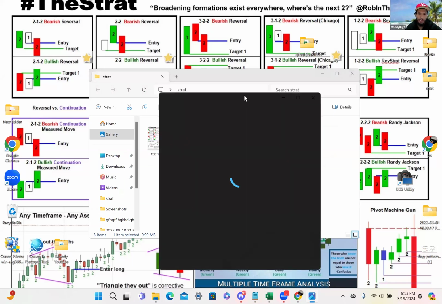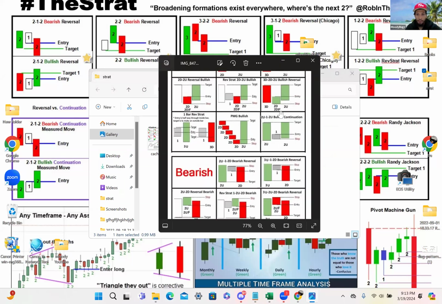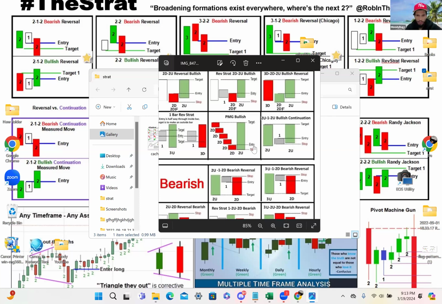So this one was actually created by Sarah Sniper. She does a wonderful job at explaining the strat as well, such as me, and as well as DD Trace.